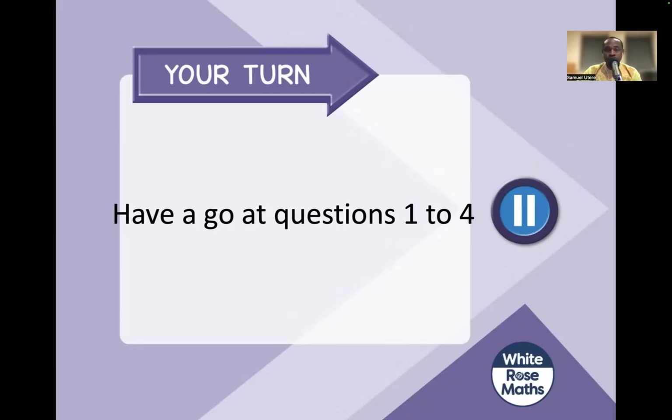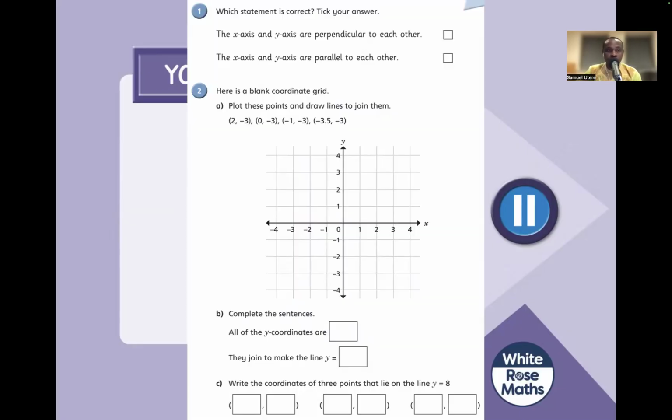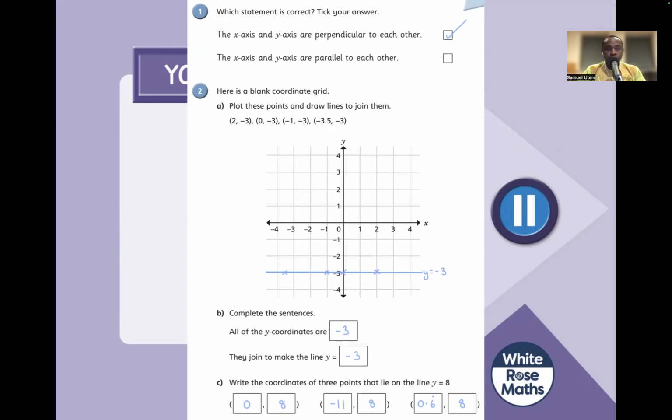It's now time to practice what you've learned. Pause the video and answer questions 1 and 2 in 3 minutes. Assuming you've paused the video and you've answered questions 1 and 2, here are the answers. Let's discuss them. For question 1, you were asked which statement is correct. Now the x and the y axis are perpendicular to each other. By now you should know what this word means. Perpendicular means they form an angle of 90 degrees with each other.